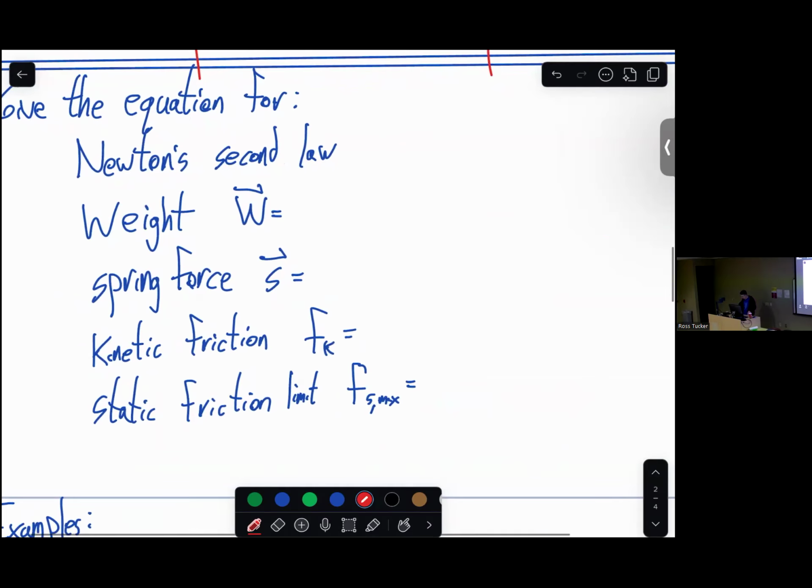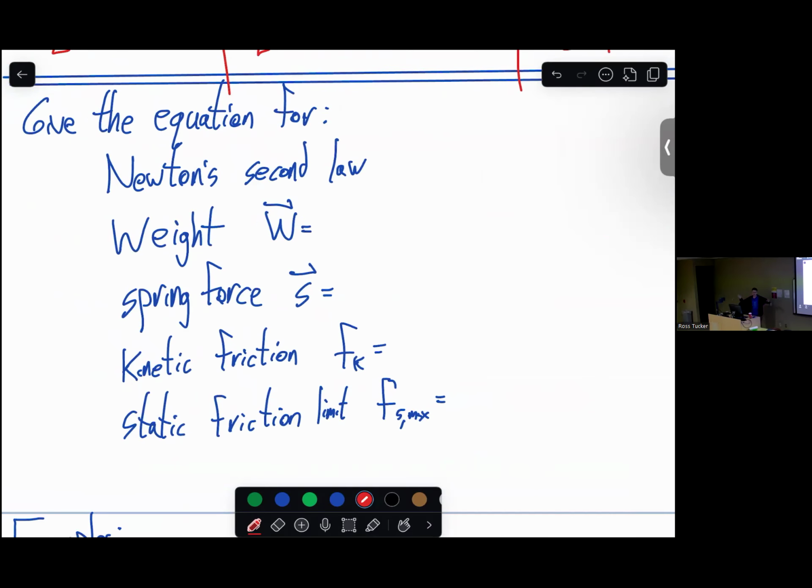Okay, let's do the reverse direction for this half. Can you state the defining equations first? And then the second pass will state them.